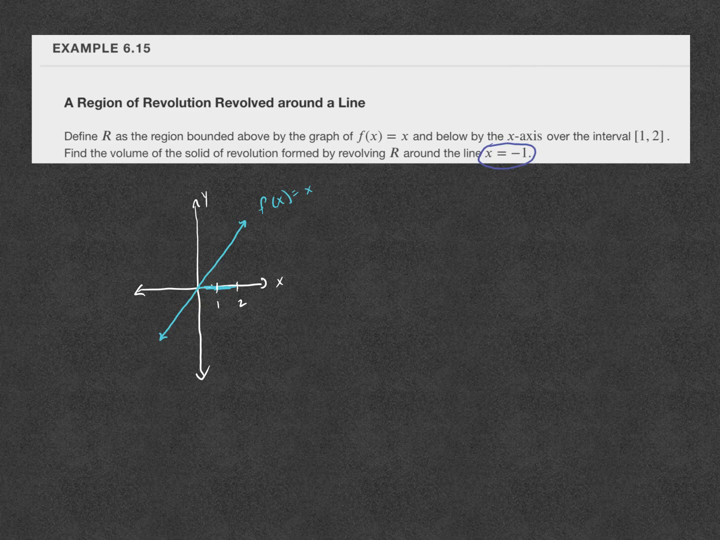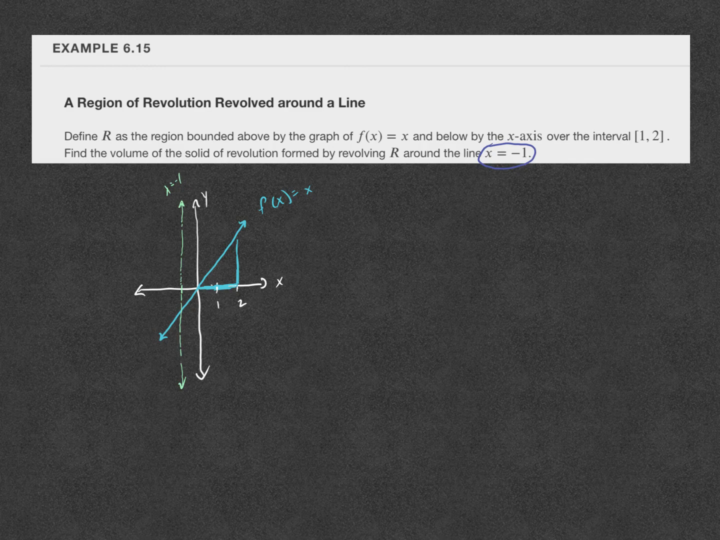So this is the region that we're talking about, and it looks kind of like a triangle, and we're revolving it around the line x equals -1. So the line that we're spinning around is this green dotted line here. Okay, and I'll come back to what that does in just a moment, but this is x equals -1.